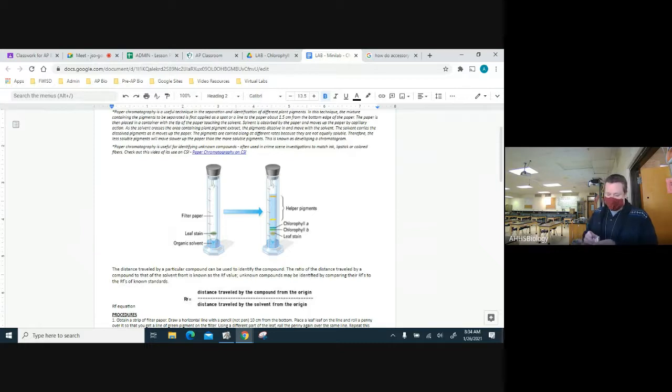And you can see in this picture, on the left-hand side, we've got the setup where you add some plant pigments to this piece of paper, and then you suspend it and dip the bottom of the paper into this solvent. The solvent that I'm using is very, very, very non-polar, which is actually going to matter. But let me try to measure this out real quick. Okay, so we want 18.